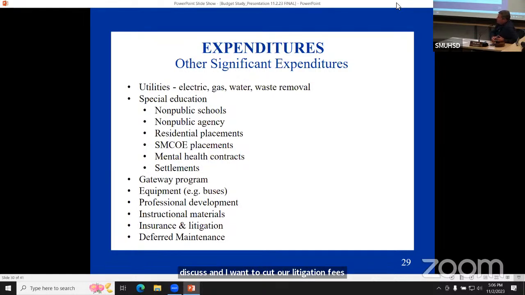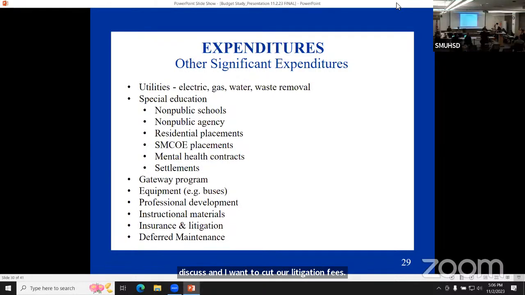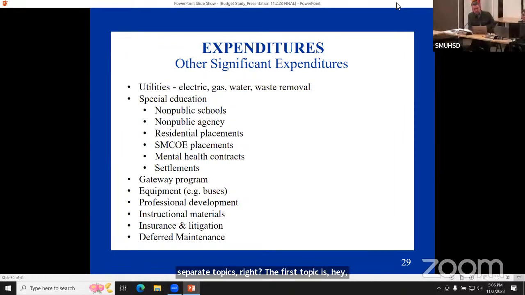Well, those are two separate topics, right? The first topic is, hey, I want to know how much our litigation is costing us year after year. I think it's too much. I want to have a public conversation about that. That's an open session agenda item. That's actually public information. We have to report how much we spend on litigation, all those kinds of things. Now, we would never talk about individual people, cases, students. Yep. Now, that's why I said this is two parts. That first part, really easy.